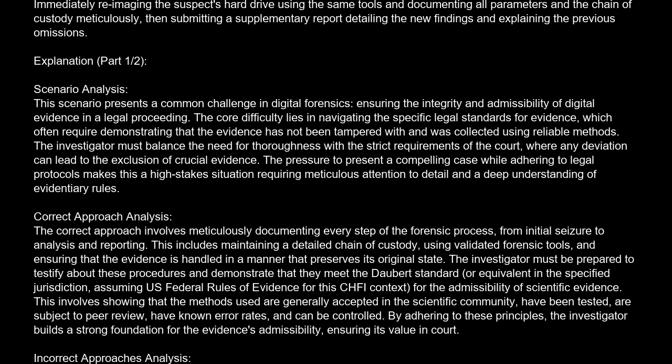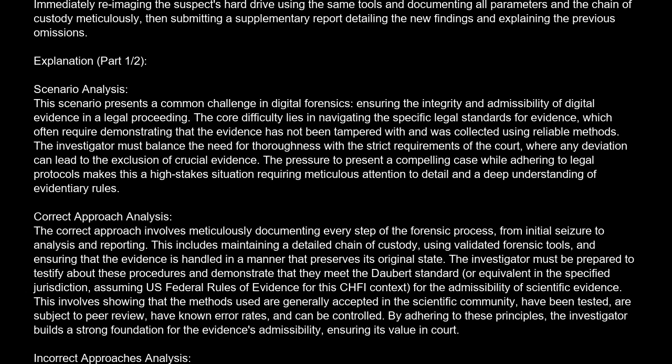Correct approach analysis. The correct approach involves meticulously documenting every step of the forensic process, from initial seizure to analysis and reporting. This includes maintaining a detailed chain of custody, using validated forensic tools, and ensuring that the evidence is handled in a manner that preserves its original state.